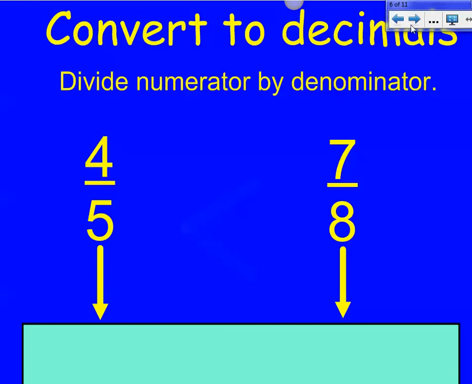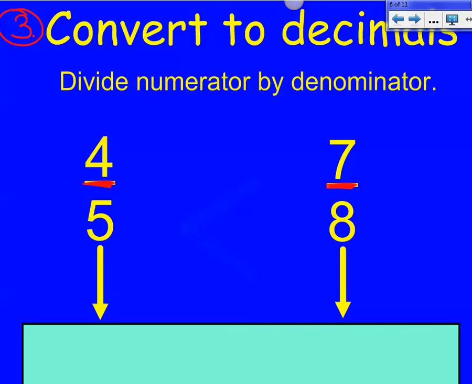Lastly, we are also going to be able to convert fractions to decimals. Remember, we've gone over many times that these lines in the middle of the fractions, splitting up the numerator and denominator, are actually also division signs. So for number 3, convert fractions to decimals, let's write down 4/5 and 7/8 underneath number 3.